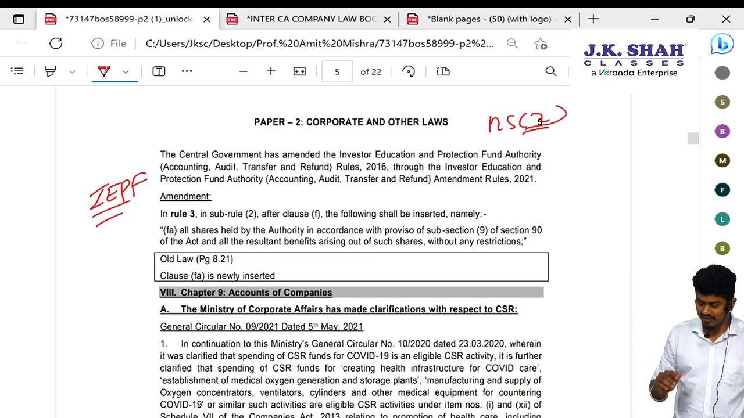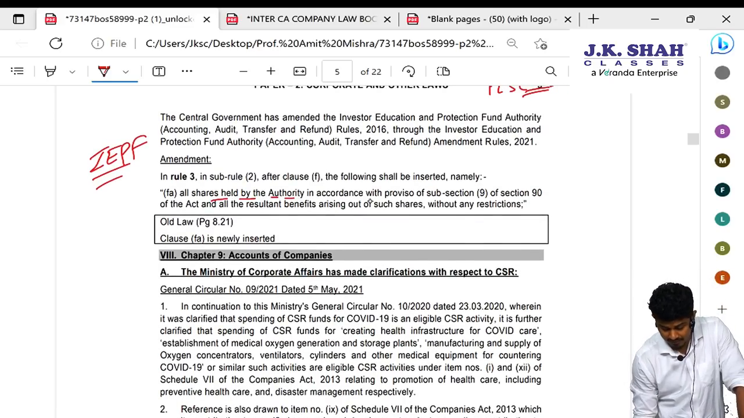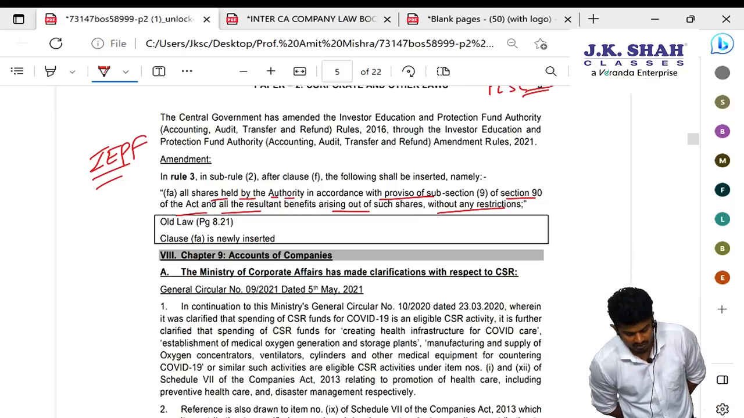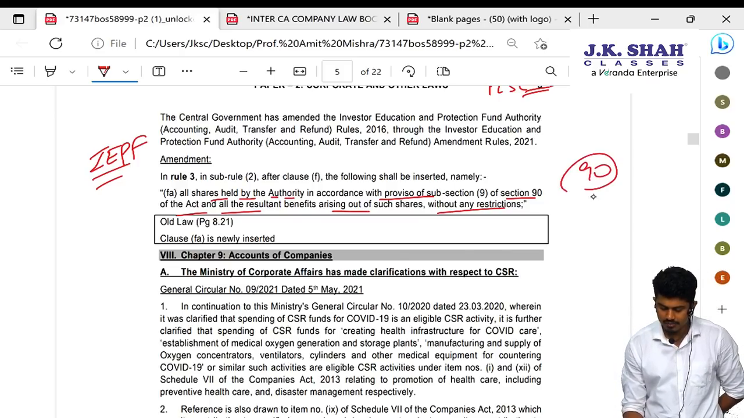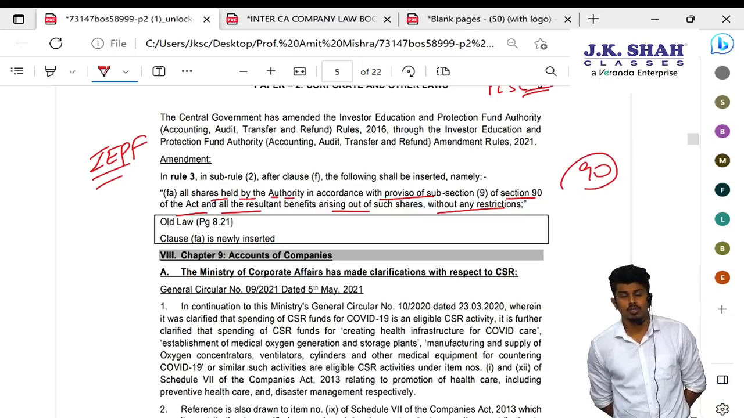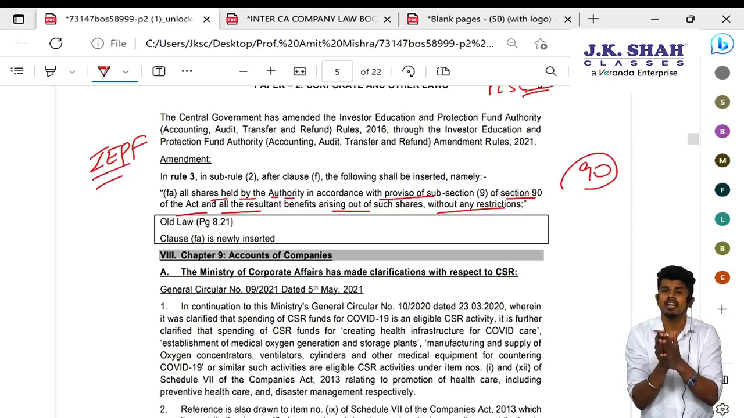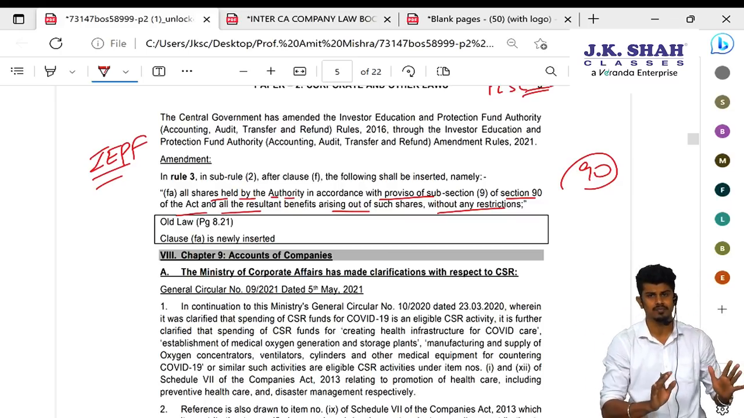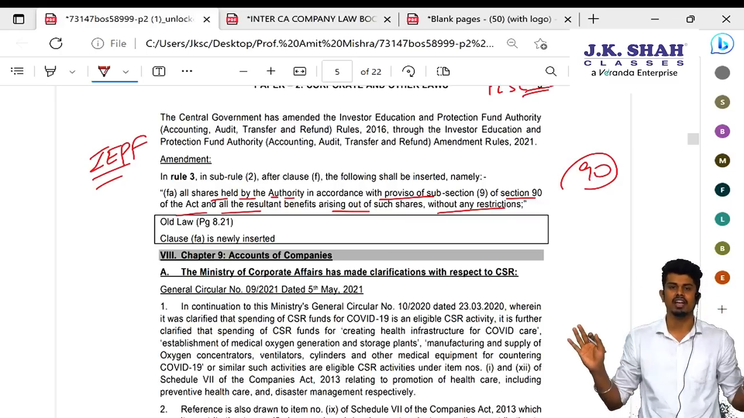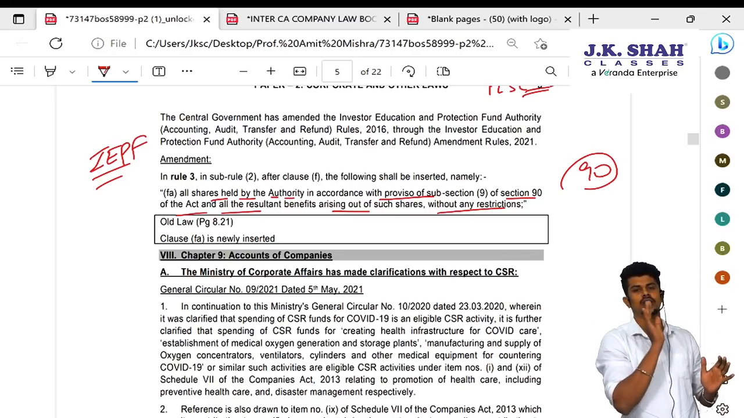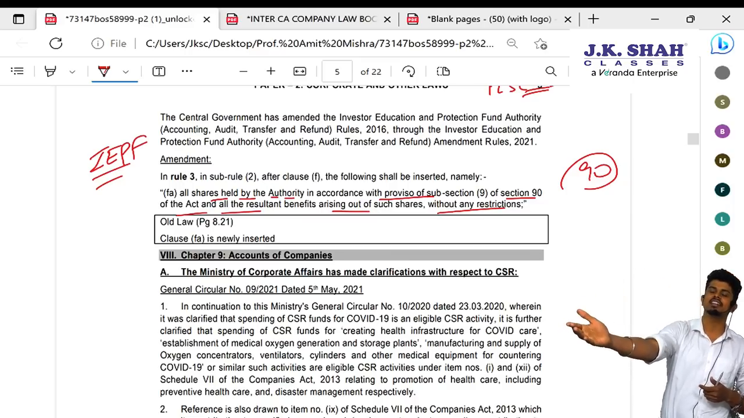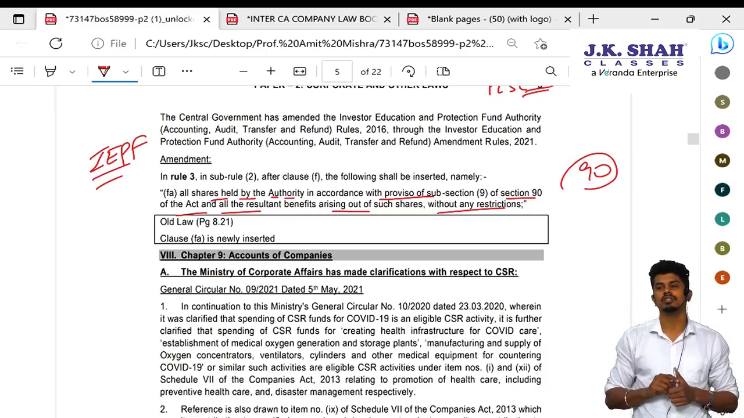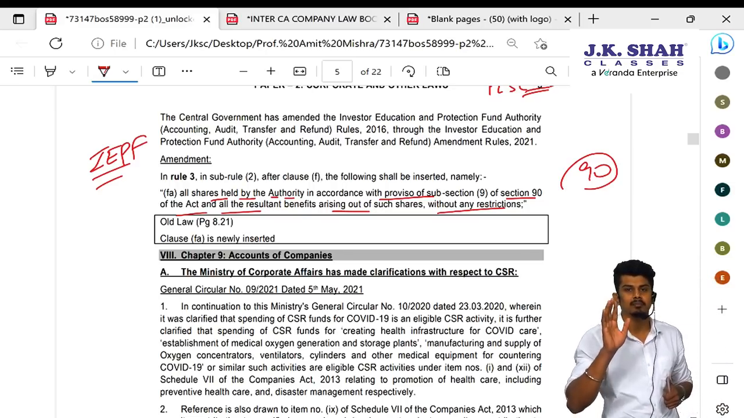So, what extra point is added? All the shares held by the authority, that is IEPF, in accordance with the proviso of sub-section 9 of section 90 of the Act, and all the resultant benefit arising out of such shares without any restriction. What does this mean? See, section 90 talks about significant beneficial owner. In that situation, it is the duty of the company to identify the significant beneficial owner and compel that owner to make a declaration that yes, he is a significant beneficial owner. If he fails to make the declaration, then the company imposes restrictions on those particular shares by making an application to NCLT.